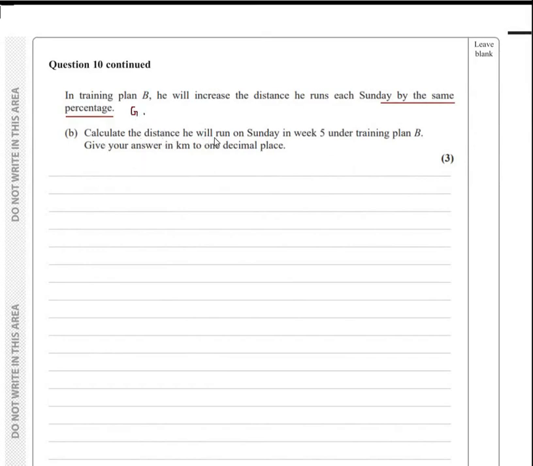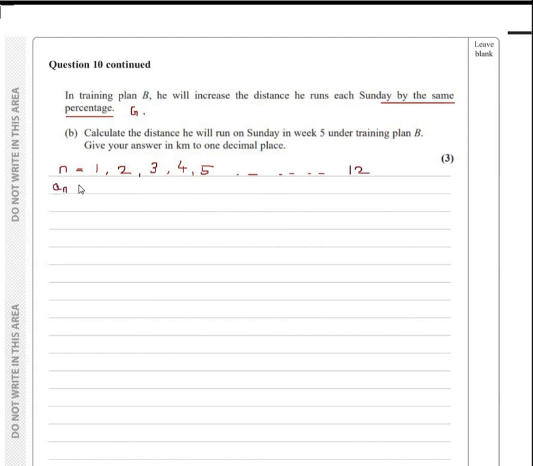Calculate the distance he will run on Sunday in week 5 under training plan B. So it is asking us to do the same thing. So he is running for 1, 2, 3, 4, 5, and so on for 12 weeks.